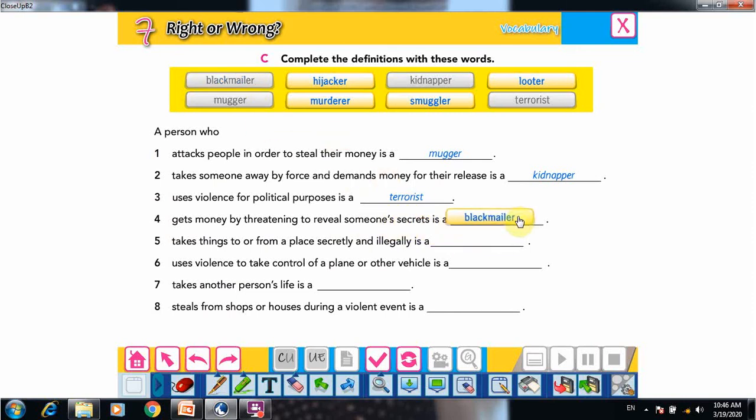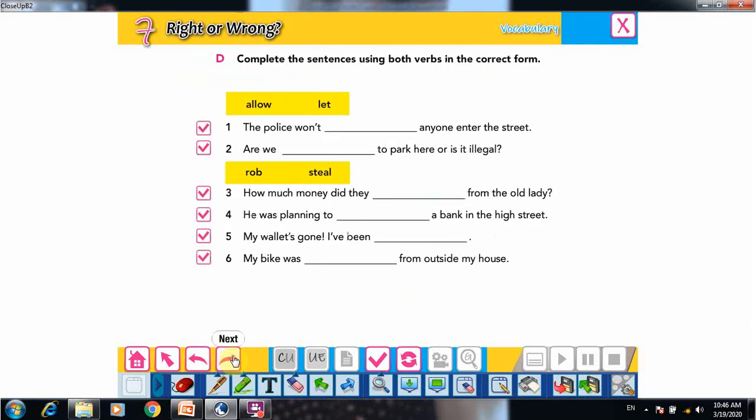Gets money by threatening to reveal someone's secret. Very good. Blackmailer. A person who takes things to or from a place secretly and illegally. Smuggler. Uses violence to take control of a plane or other vehicle is a. Excellent. Hijacker. A person who takes another person's life is a, of course, murderer. A person who steals from shops and houses during a violent event is the final one. Okay, now let's go to the next exercise.